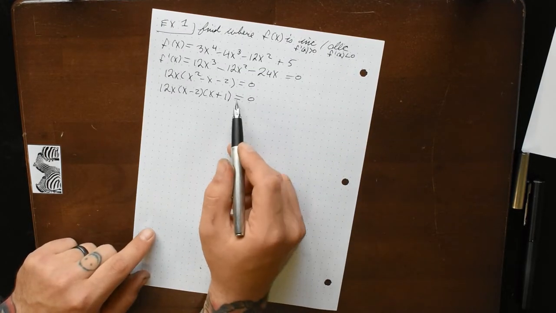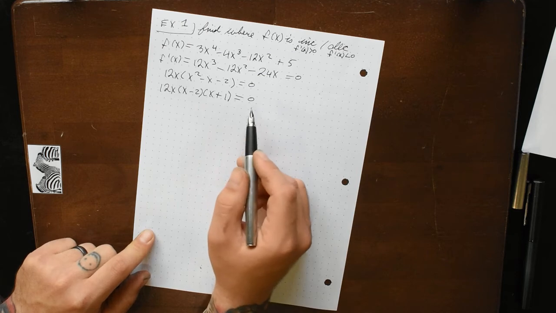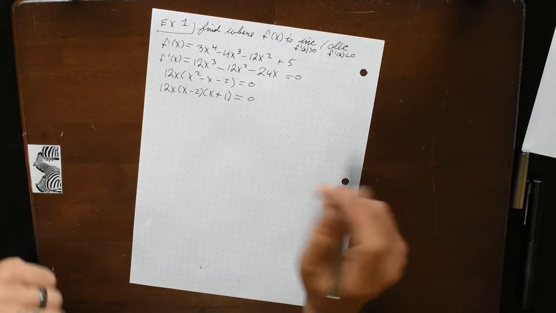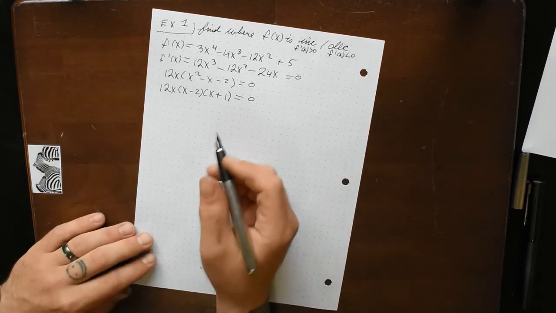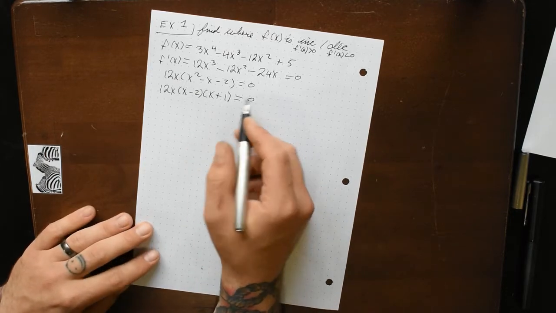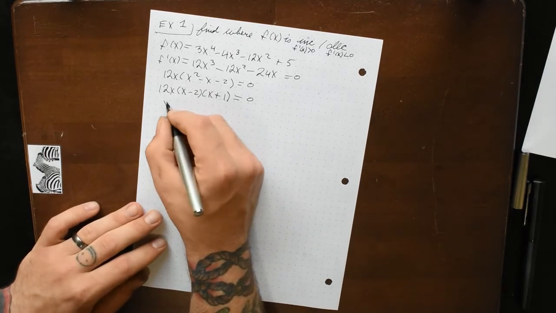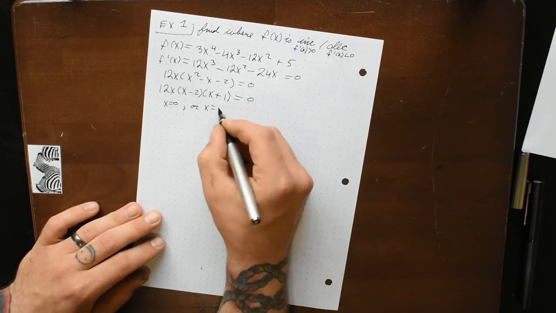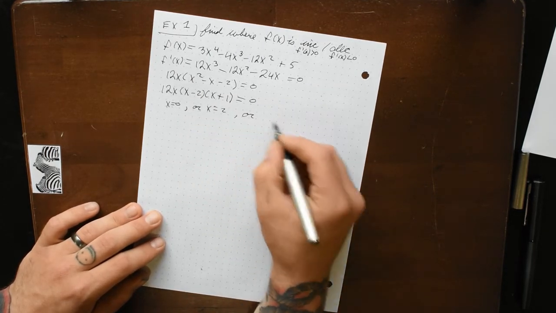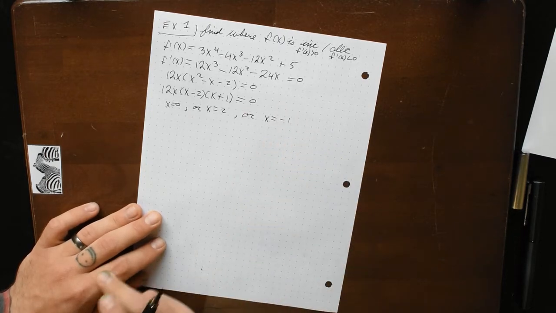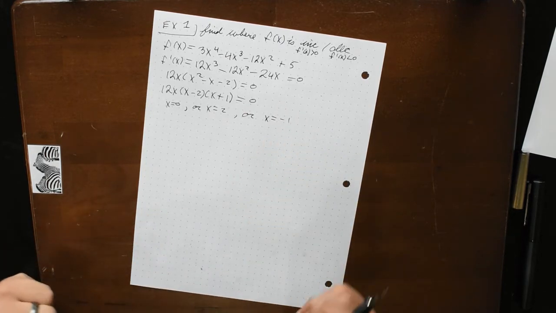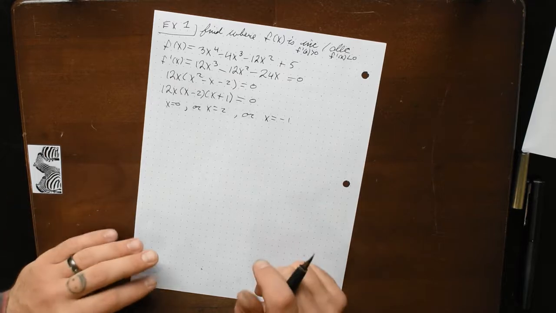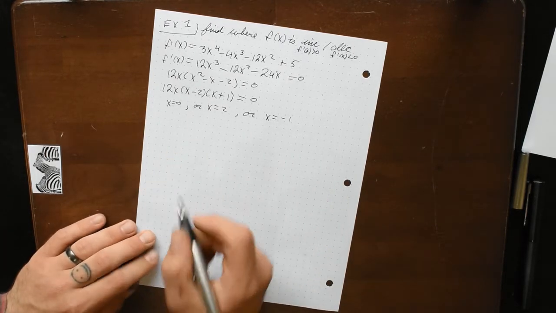The reason why we're setting these things equal to 0 is because the sign is going to change on either side. So what do I mean by that? I mean that we know the derivative equals 0 when x is equal to 0, or x is equal to 2, or x is equal to negative 1. So to figure out where we're increasing and decreasing, we're going to make a sign chart.